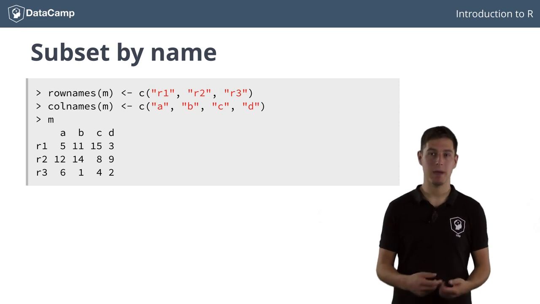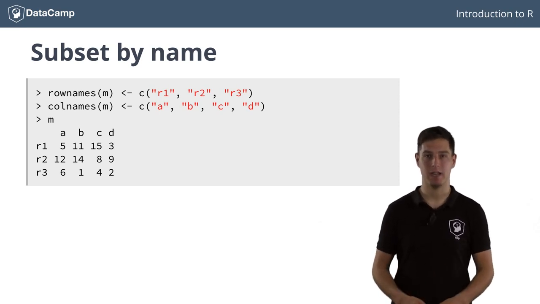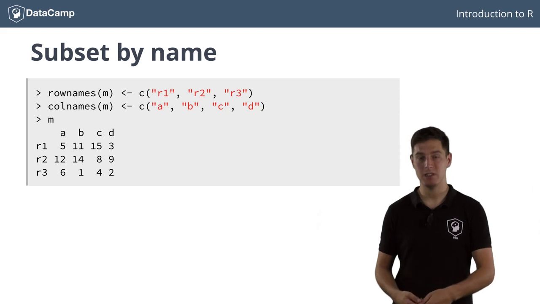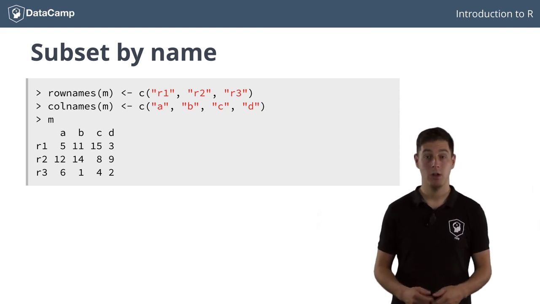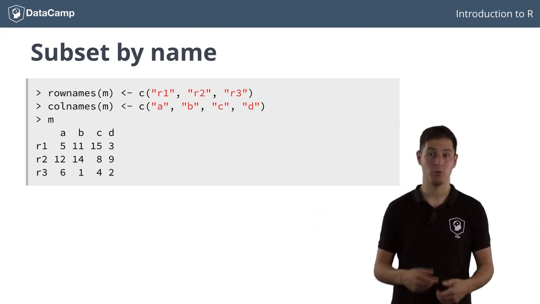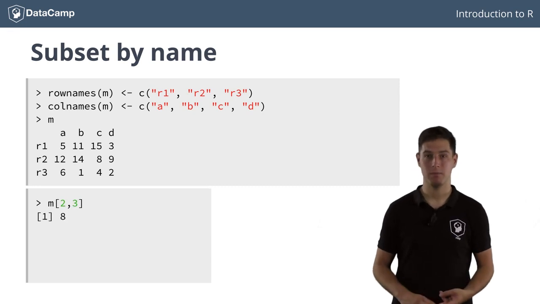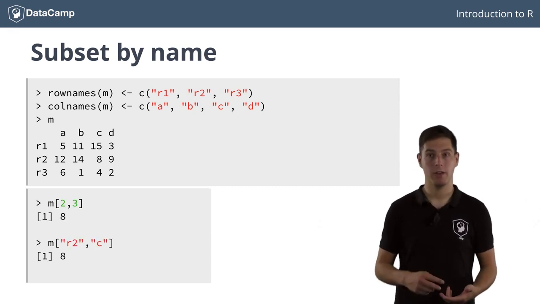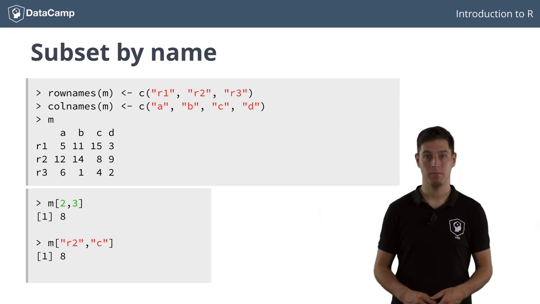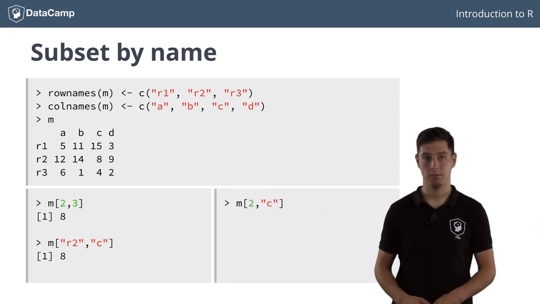In fact, subsetting by name works exactly the same as by index, but you just replace the indices with the corresponding names. To select 8, for example, you could use row index 2 and column index 3, or use the row name R2 and column name C3. You can even use a combination of both. Just remember to surround the row and column names with quotes.